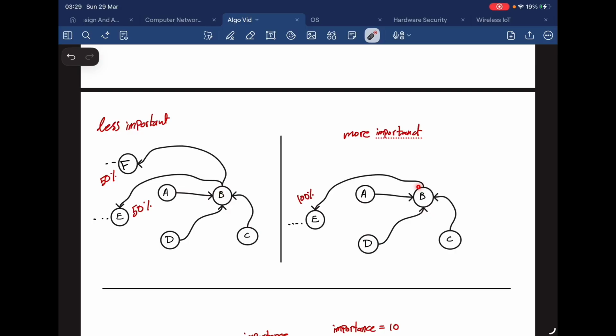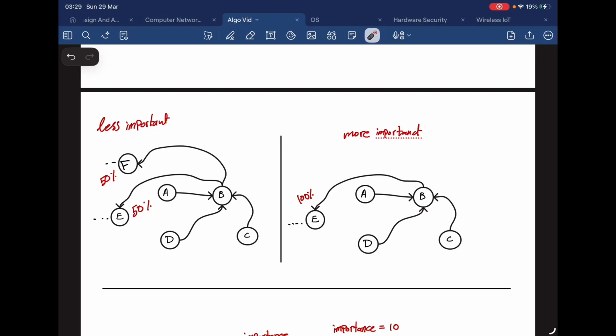Now, in this scenario, node B points to node E. And here, node B points to both E and F. So B passes some of its importance to outgoing nodes. In this case, since B is only pointing to one node, E gets all the importance. And here, in this case, it's pointing to 2. So each one of those nodes will get 50% of the importance B has to offer.